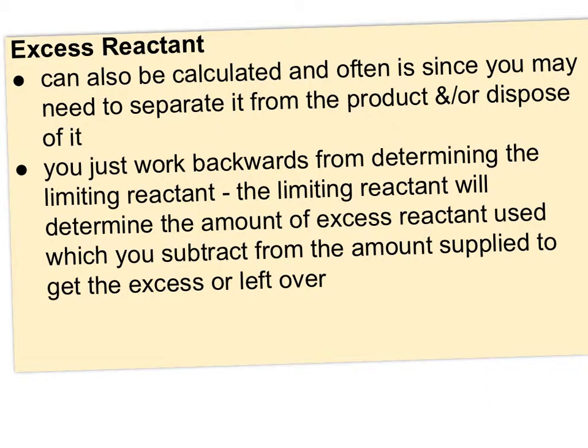So an excess reactant is obviously the one that's not the limiting reactant, and if you have more than 2 reactants, you'll have more than one excess reactant. And you can calculate how much is left over, and often you need to because you have to separate it from the product and dispose of it. And to find out the amount of excess reactant, basically you just work backwards from when you determine the limiting reactant. You'll know how much excess reactant you actually use in the equation, and then you can convert that back to grams of excess reactant that would be left. You just subtract the amount you use from the amount you started with, and you'll have your leftover.